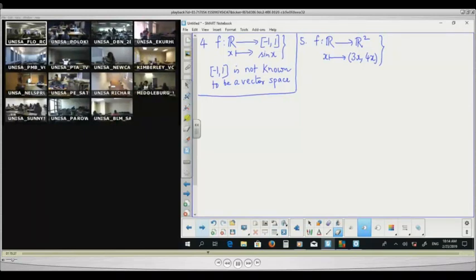Just one step back at number 4. -1 and 1 are possible results of the sin x. Everything between -1 and 1 are possible results of sin x. Yes. So this is a surjective function. Yeah?